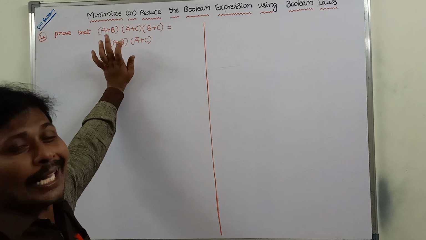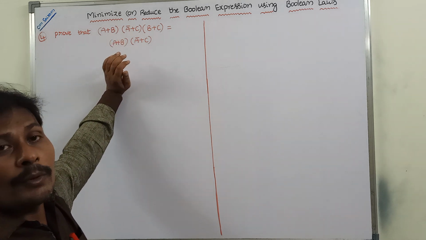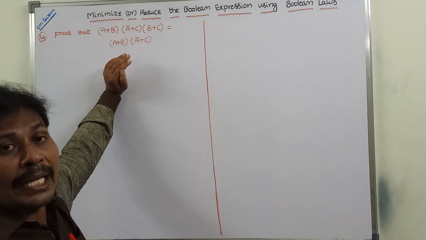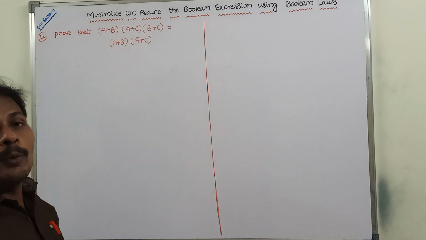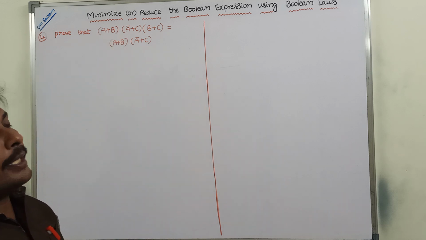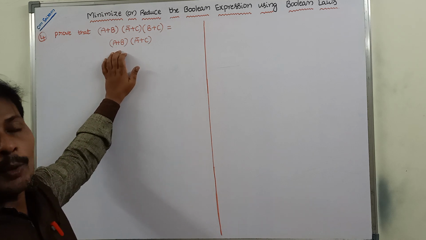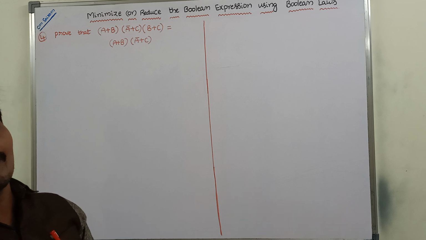First, let us take the LHS part of the given problem. We have to reduce, simplify, or minimize the Boolean expression on the left hand side. We are getting some answer. Next, I am taking the RHS Boolean expression. We have to simplify that Boolean expression. We are getting some answer.